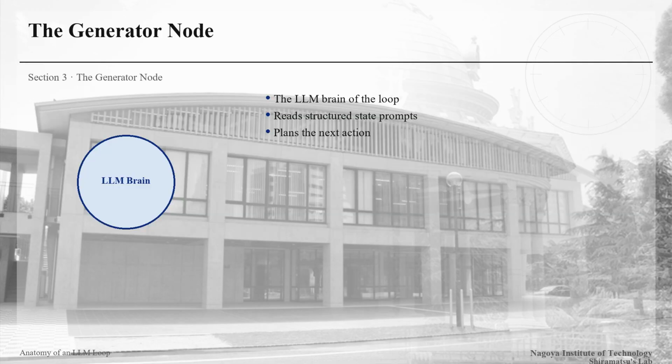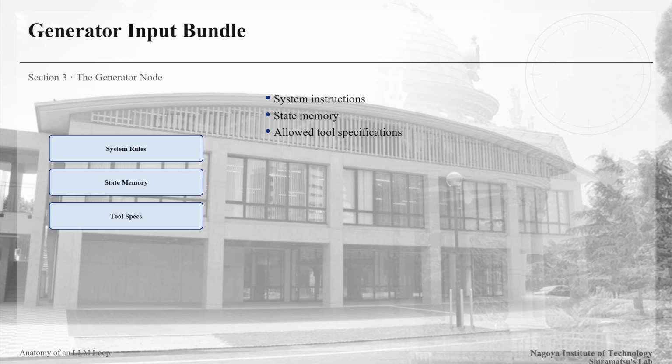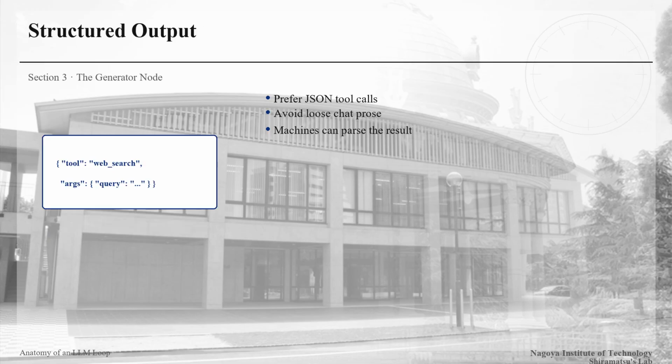Section 3 focuses on the generator node, the LLM brain that processes state and plans the next move. The generator prompt combines system instructions, state memory, and allowed tool specs into one bundle. Function calling asks the model for structured JSON instead of free-form conversation.